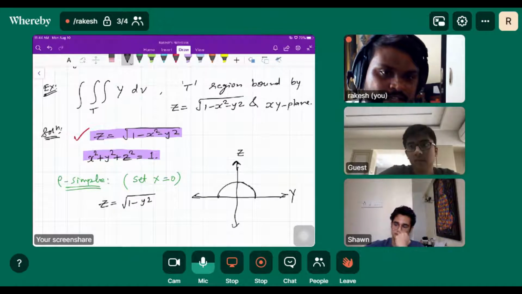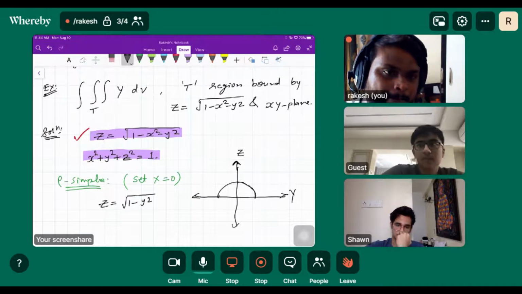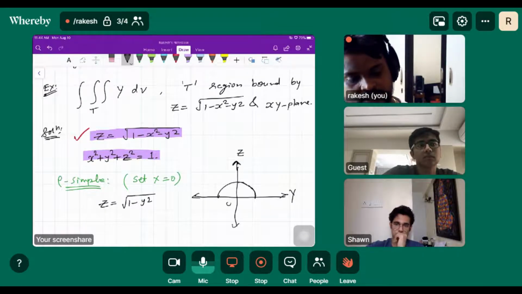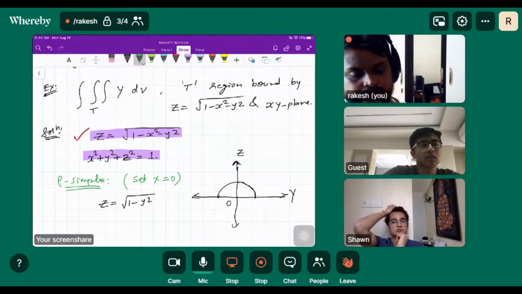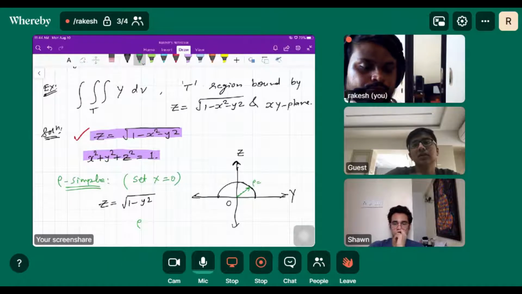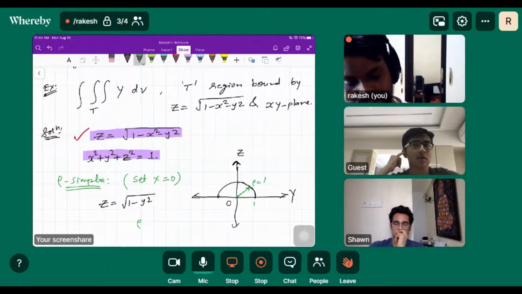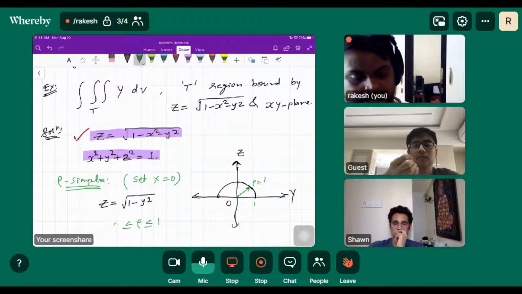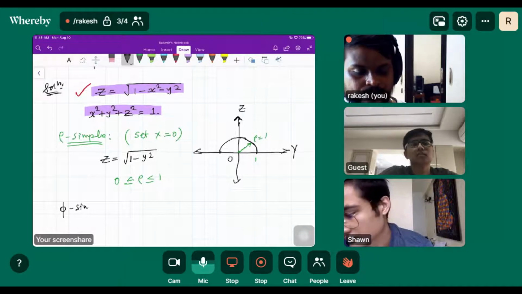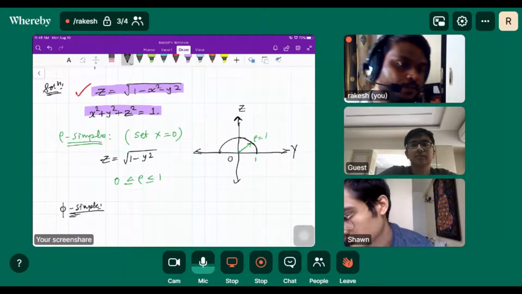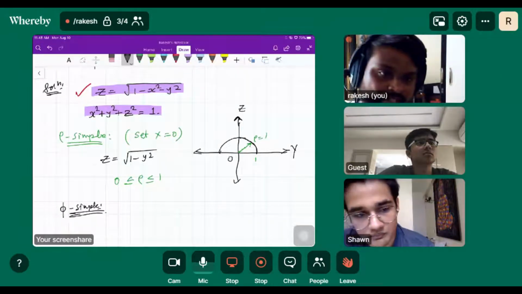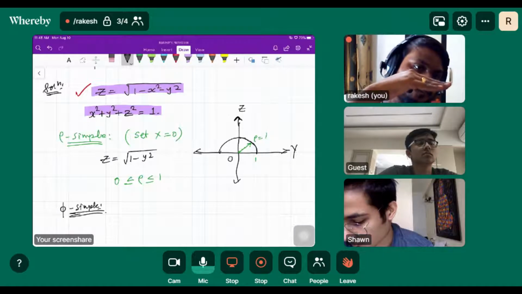Are you with me here? Okay. So what is the lower and upper interval for rho here? It's going from 0 to 1. And as I told you, to find out the phi simple, we have to refer the same diagram. So what would be the phi? Now here the phi has different intervals. That's going from 0 to what?